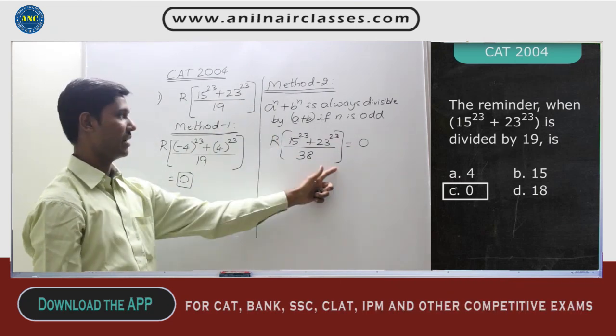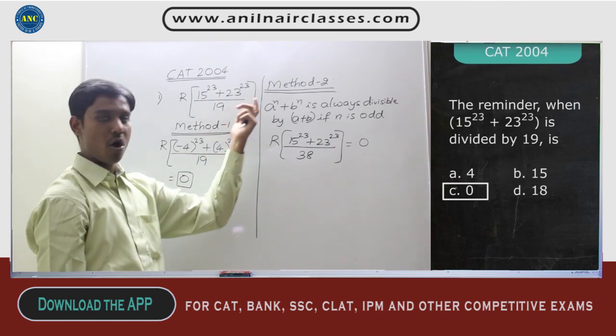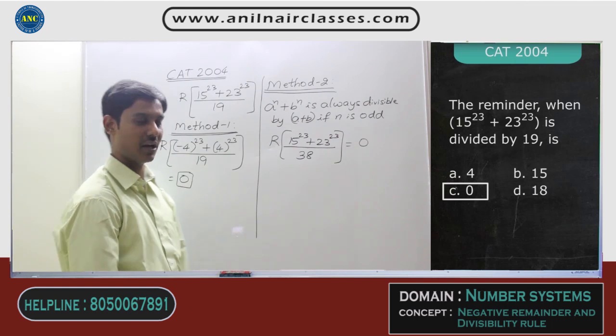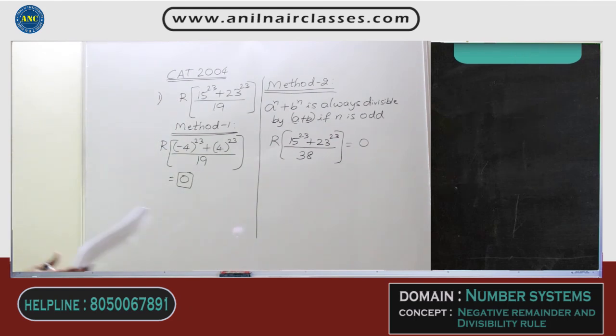Both the ways you will get the same answer. Use negative remainder or use a power n plus or minus b power n. Whichever is easy for you, you pick that method. Multiple methods, you decide your method. Please write.